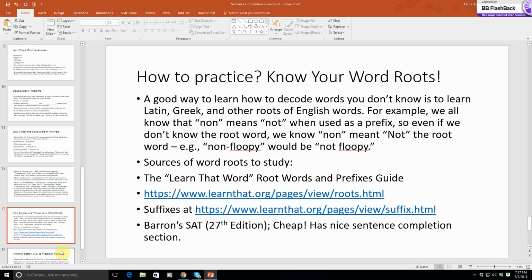There are some sources of word roots for you to study. For example, the Learn That Word Root Words and Prefixes Guide. It's at this URL here, learnthat.org, pages, view, roots.html. Suffixes are at the same thing, except it goes to suffix.html. So you can learn about the things that go before words, the root words, and the suffixes that come after the words.